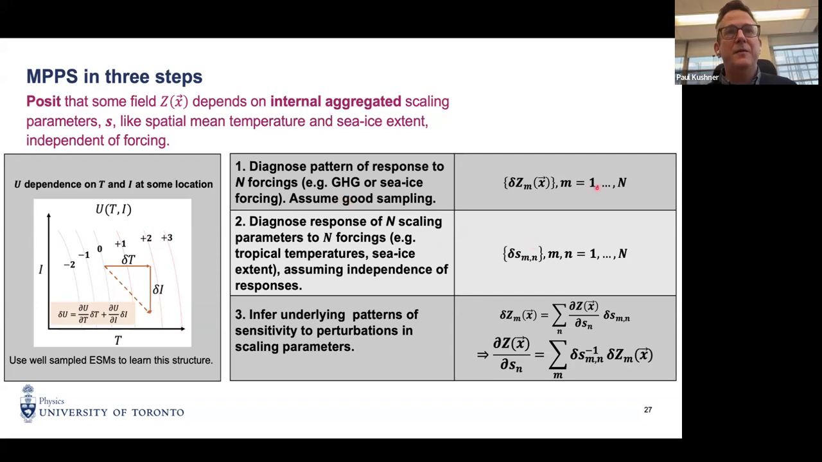So the idea is we have these responses that we observe from a bunch of different model simulations. We assume that there's good sampling, so we're not trying to use internal variability as a way of probing this. This relates to the long-term climate response. We diagnose these parameters like global mean temperature, sea ice extent, simple scalars like that, and we have enough information to then estimate these kernels, this variation of Z with respect to each of the scaling parameters, just based on these simulations. So that's the idea in a nutshell.